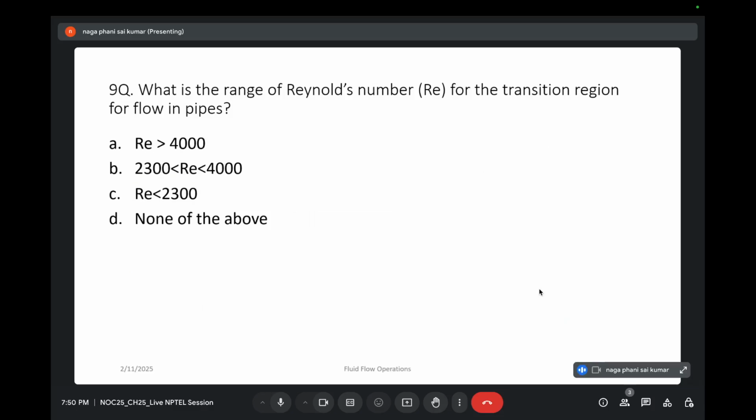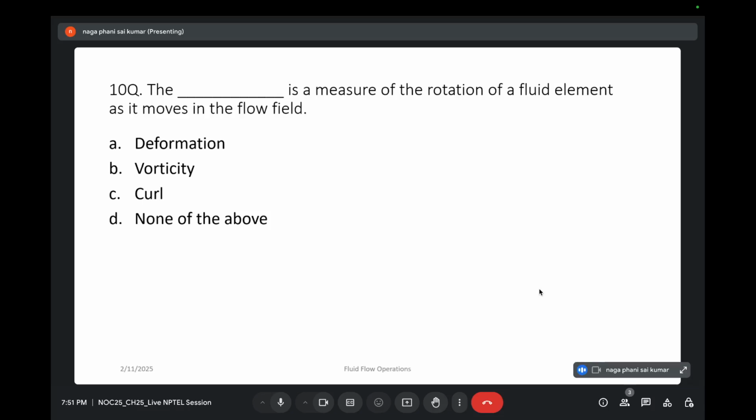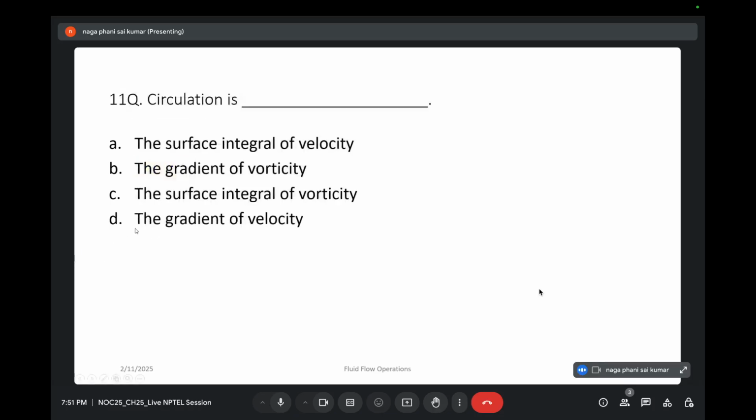What is the range of Reynolds number for the transition region for flow in a pipe? So this is again a straightforward question. That is option B. It should be between 2300 and 4000. Okay, coming to the 10th question. The dash is the measure of rotation of a fluid element as it moves in a flow field. Deformation, vorticity, curl, none of the above. That will be vorticity, option B.